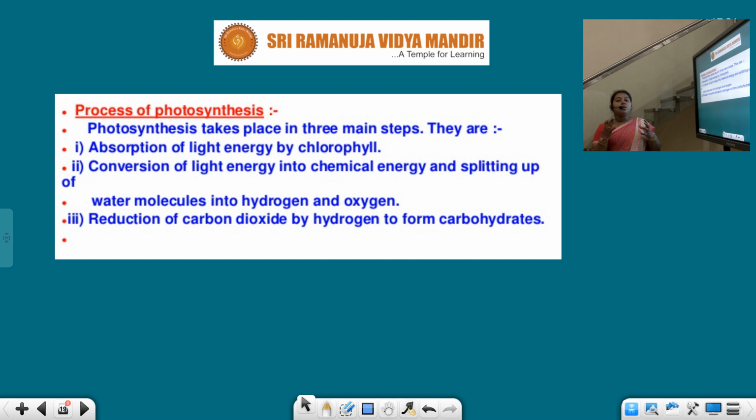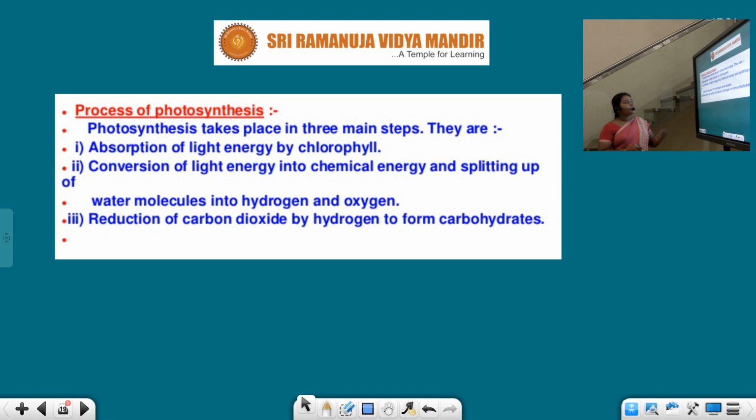Light energy provides energy to initiate this photosynthesis reaction. Conversion of light energy into chemical energy is going to take place in this procedure. Photosynthesis takes place in mainly 3 steps.